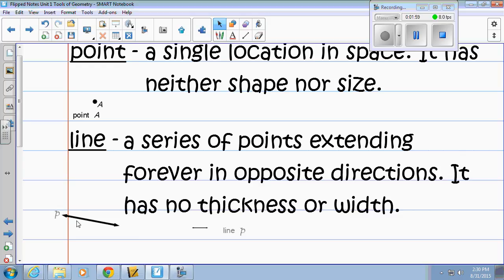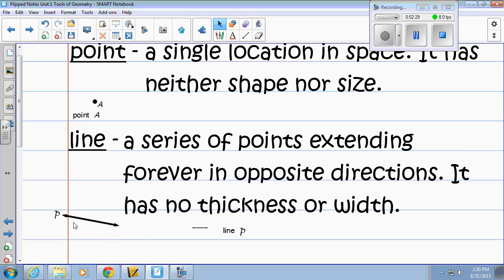We can name the line in a few different ways. We can name the line itself using a lowercase cursive letter. So I've called this line, line P. Please note that this is not the same thing as naming a point. For a point we use a single uppercase block letter, and to name a line we use a single lowercase cursive letter. So this letter P is not a point on the line, it's naming the entire line itself.